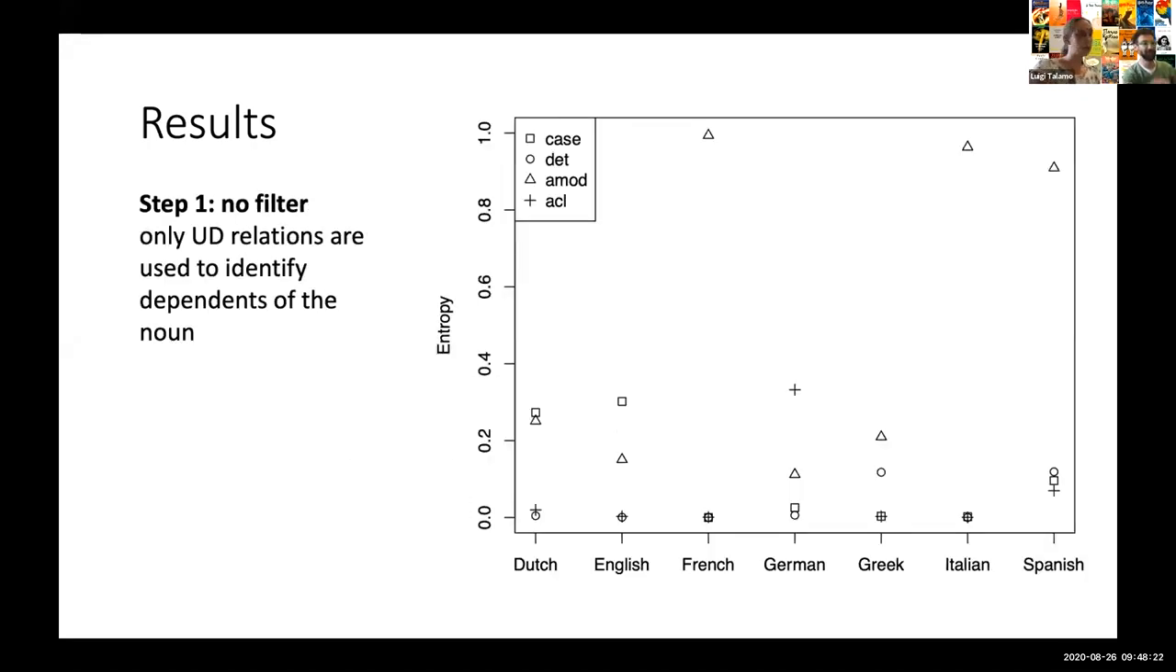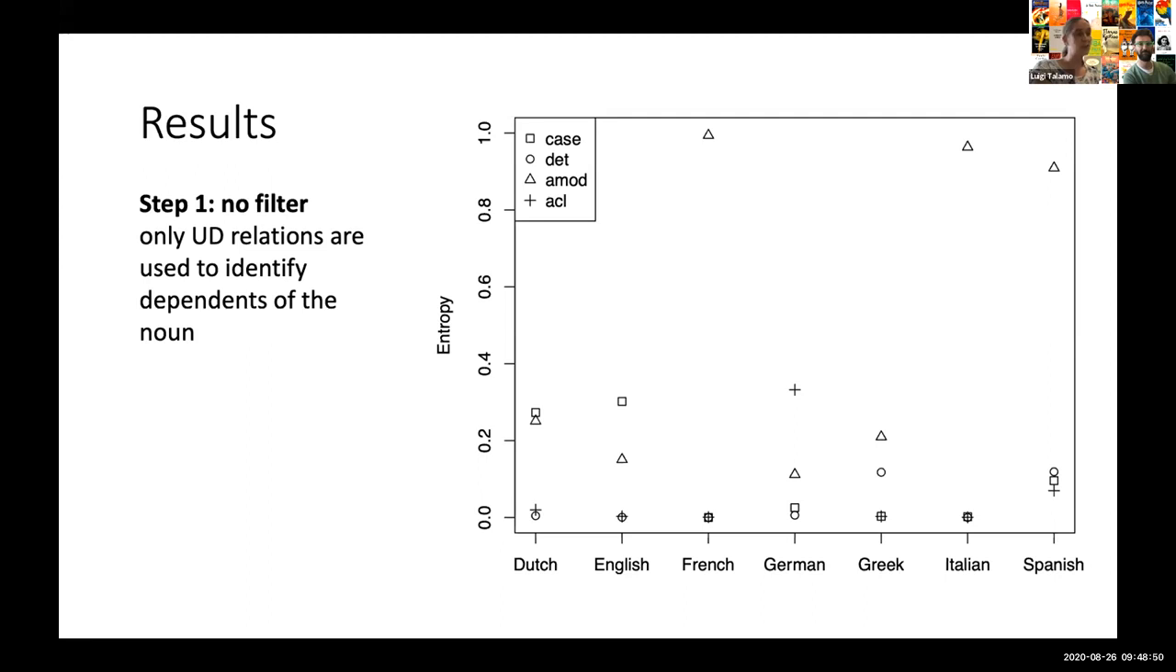So these are our first results. Remember, high entropy means high variability, low entropy means low variability. And we can distinguish basically three patterns in this plot. There are entropies of basically 0, which indicate that there's no variability in head-dependent order for that language. For instance, in Dutch, the little circle and the little plus indicate that there is no variability in the relationship between relative clause and noun and determiner and noun order.